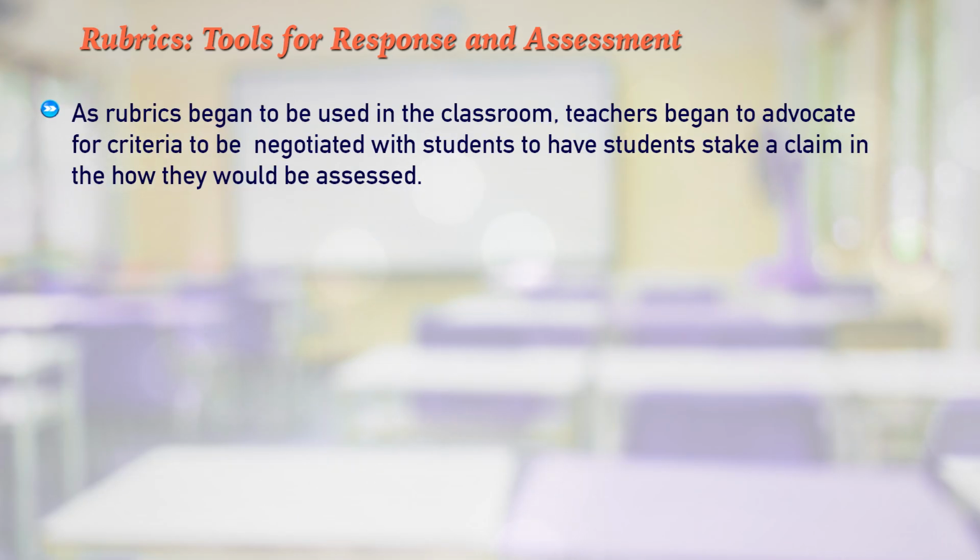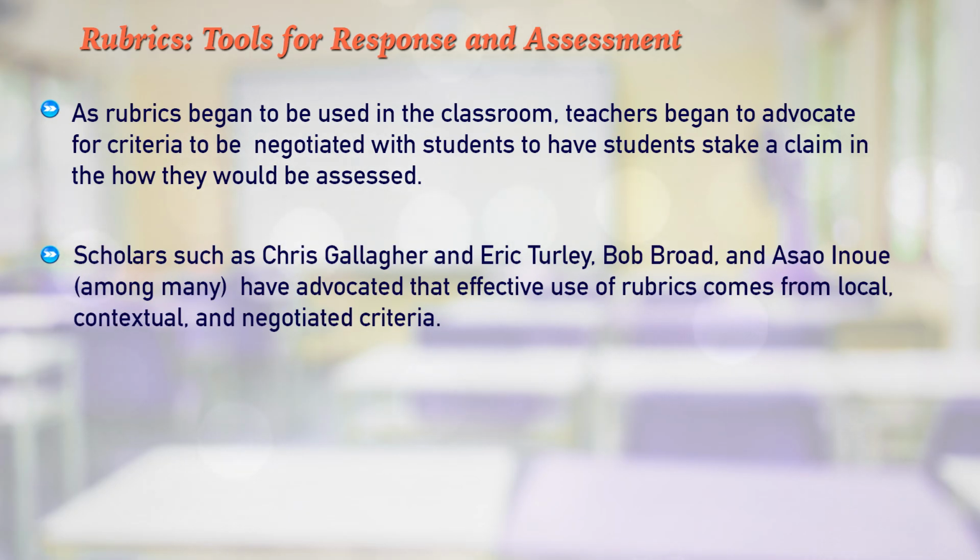As rubrics began to be used in classrooms, teachers began to advocate for criteria to be negotiated with students to have students stake a claim in how they would like to be assessed. Scholars such as Chris Gallagher and Eric Turley, Bob Broad and others, among many, have advocated that effective use of rubrics comes from local, contextual and negotiated criteria.